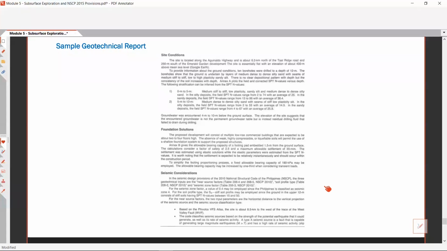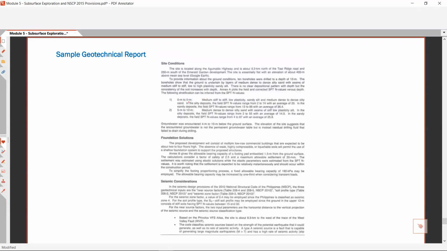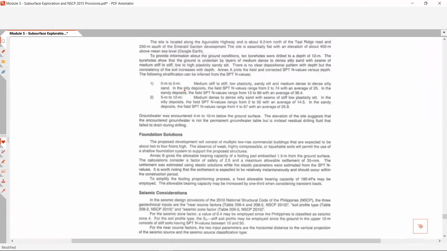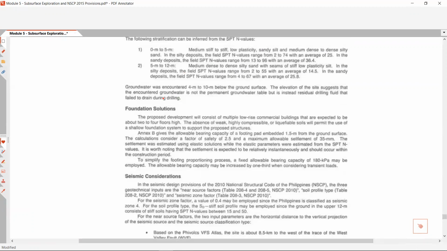And we also have the sample geotechnical report. Kung makakakita na kayo ng sample ng geotechnical report, maybe in the future if you want to be a structural engineer. So this is a sample geotechnical report given to us. Okay, so the foundation solution is stated in the geotechnical report. Let's say this one. Okay, so the foundation solutions are given by the geotechnical engineer.